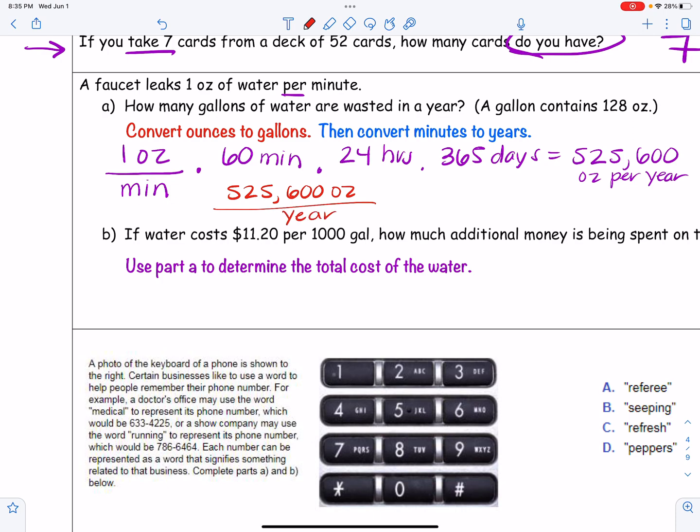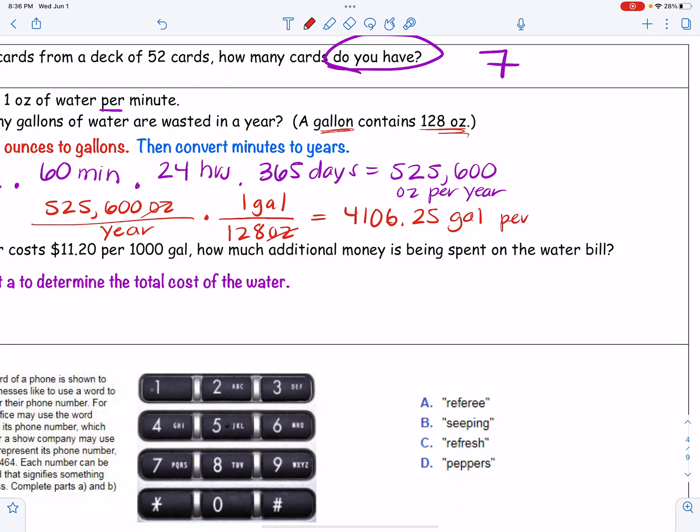And I'm told, in case I don't know it, a gallon contains 128 ounces. So since I need to convert from ounces to gallons, that means I want the ounces to cancel out. I'm going to put the ounces on the bottom and the number of gallons on the top. You can also look at this as going from smaller units to bigger units, which is why you're going to need to divide, because the number is going to get smaller. Either way, I'm going to take that 525,600, divide it by 128, and that's going to tell me, because the ounces will go away, that I'm looking at 4,106.25, and I'm left with gallons per year, which is what I need.